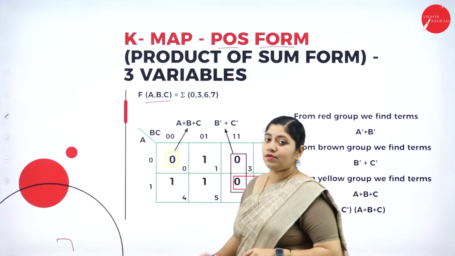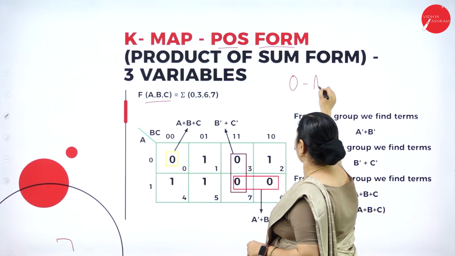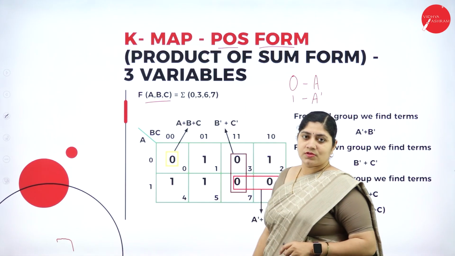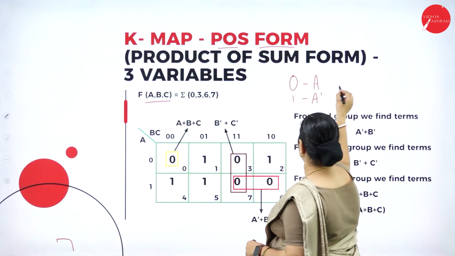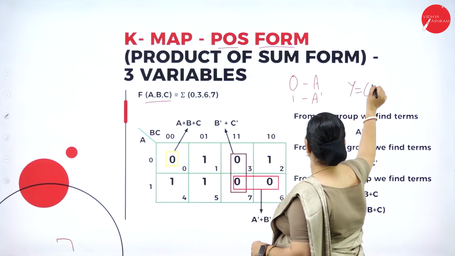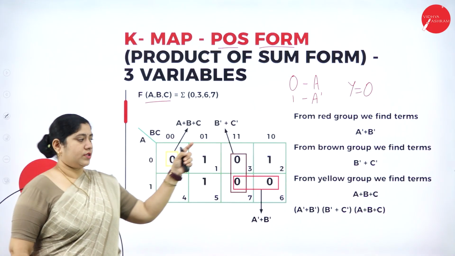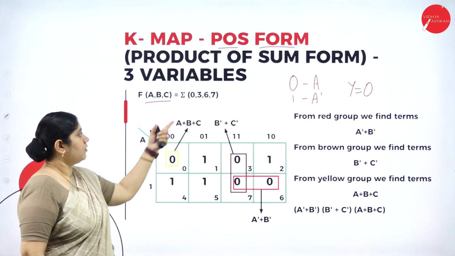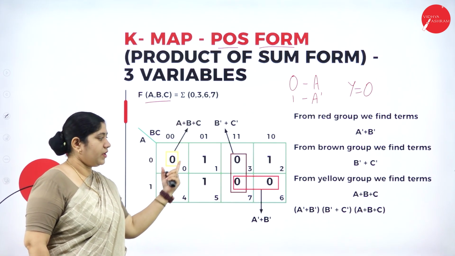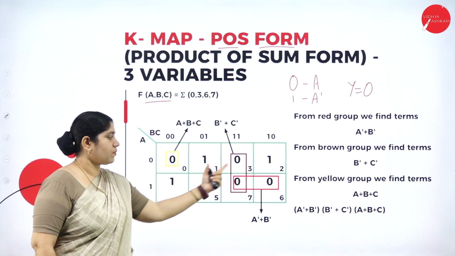What is that? We have to see. If it is a 0, I have to write A. If it is a 1, I have to write A dash. Alright. And for the provided value, instead of writing 1, I have to write a 0. Alright. So that's very, very important. So let's see here. My first value is 0. So, I will be drawing the cells, writing the values, the combinations, then the place values.